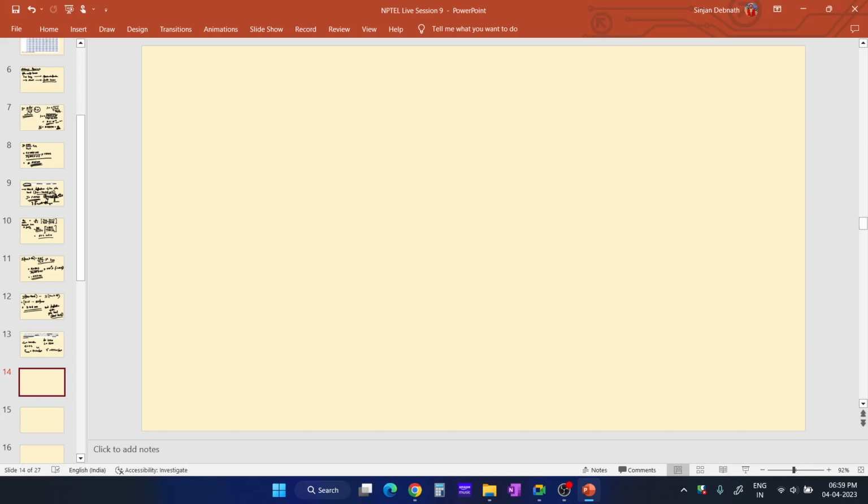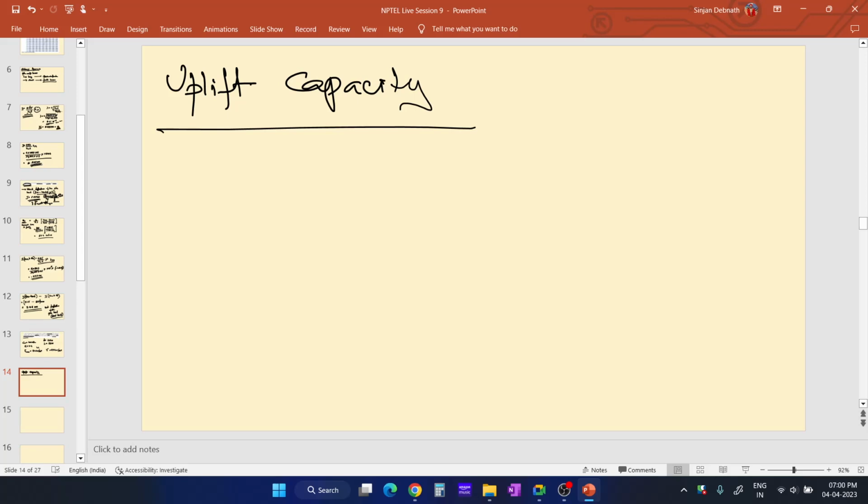Let me just present you a brief of the uplift capacity. So what is uplift? Uplift is actually pulling out. So uplift capacity of a pile means how much load is required to pull out an installed pile. A pile which is already embedded into the soil, how much load is required to pull out that pile, that is the uplift capacity of that particular pile.